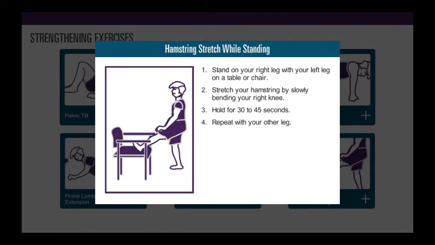First, stand on your right leg with your left leg on a table or chair. Then, stretch your hamstring by slowly bending your right knee. Hold for 30 to 45 seconds. Repeat with your other leg.